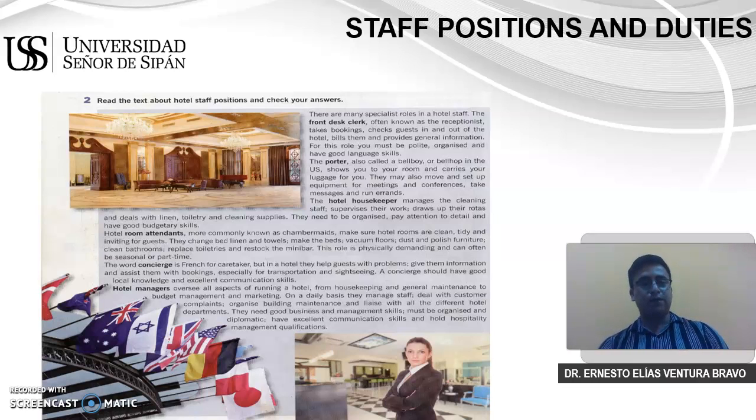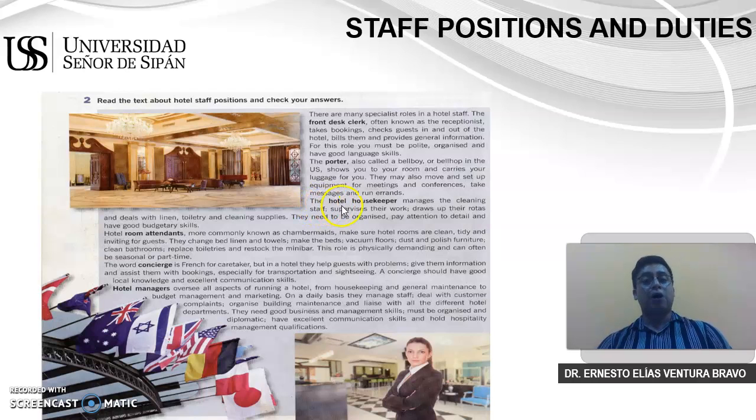The second one, the porter, also called a bellboy or bellhop in the United States, shows you to your room and carries your luggage for you. They may also move and set up equipment for meetings and conferences, take messages, and run errands.